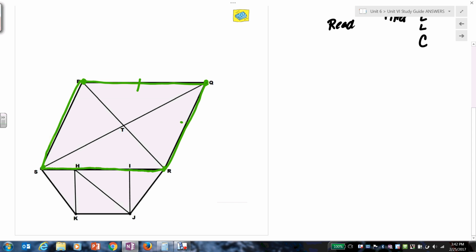Rhombus means all 4 sides are equal. Rhombus also means the diagonals bisect each other, and they bisect these corner angles. Very important. The rhombus not only has 4 sides, but it also has right angles in the middle here. Very, very important. That's everything we know about a rhombus.